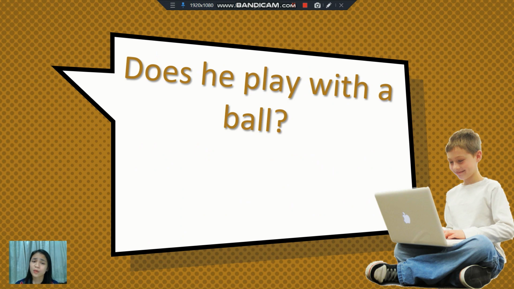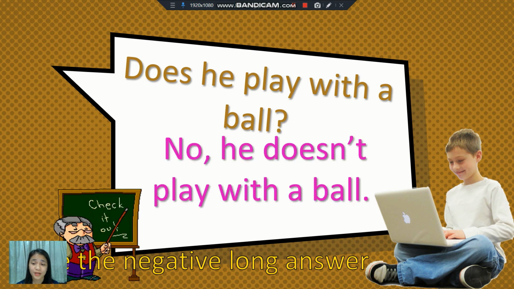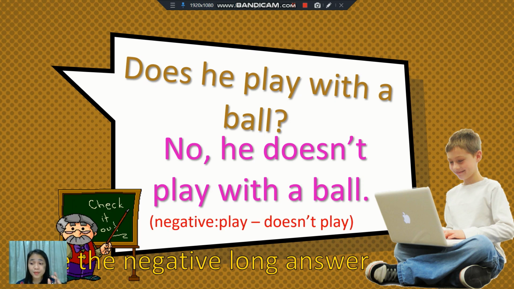Another one. Does he play with a ball? Look at him. Is he playing with a ball? So give me the negative long answer. So the negative long answer is no, he doesn't play with a ball. Play becomes doesn't play. It doesn't have an S because we have doesn't. Again, let me remind you, verbs that come after does and do don't have an S, or are always in the base form, the root word.